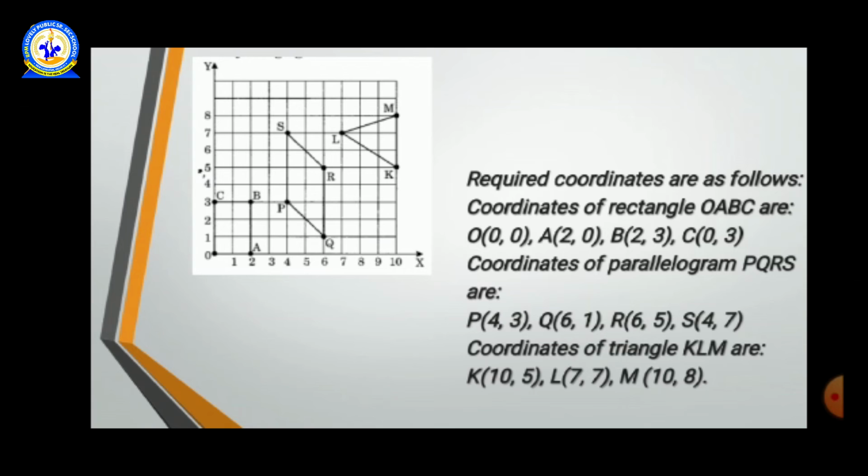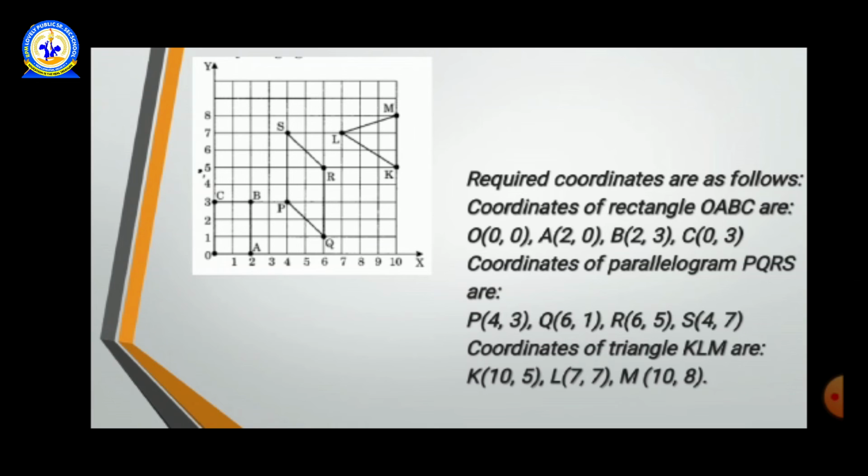So first let us see the coordinates of A. For point A, x will be 2 and y will be 0. So we can write (2, 0). For point O, the origin, the coordinates are (0, 0). For point B, it comes from 2 on the x-axis and 3 on the y-axis. So B's coordinates are (2, 3). We cannot write (3, 2) because first we have to write the x coordinate and then the y. For C it is (0, 3).